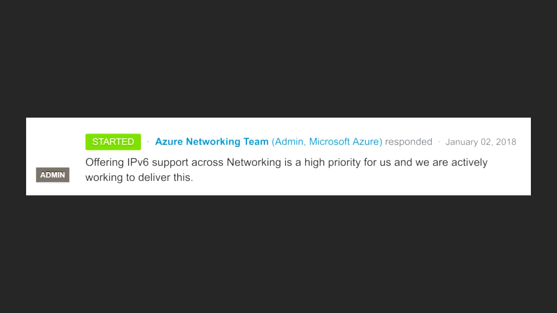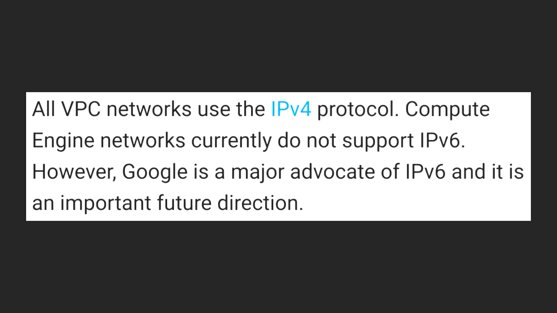So, yeah, Google, though, this is what they have about IPv6. It's even worse than Azure. Google is a major advocate of IPv6, and it is an important future direction. Now, I don't speak PR. Is there anybody here like a hardcore PR person who can translate that? No.